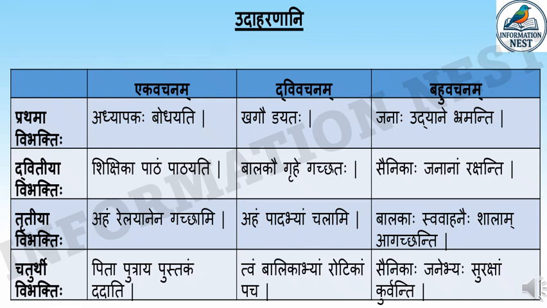Next, moving on to the Chaturthi Vibhakti, which tells us about the purpose, the receiver case. We use this when giving something or doing something for someone. Pita putraya pustakam dadati. The father gives a book to the son. Tvam balikabhyam rotikam pacha. You cook roti for the two girls. Sainikaha janebhyaha suraksham kurvanti. Soldiers provide security for the people. See that abhyaha ending. It is the plural form.